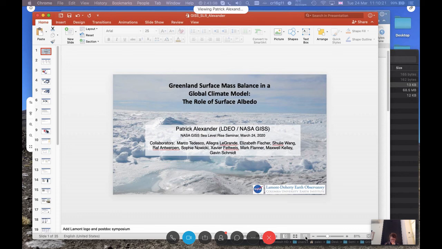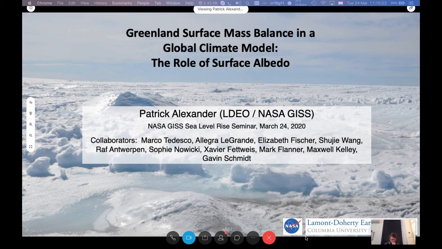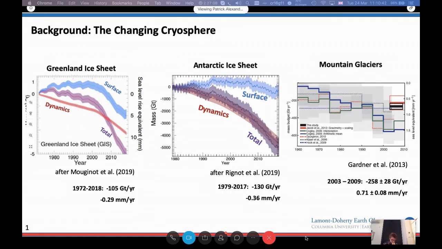But first, I want to give you the broader picture here. Just some background on the changes in ice sheet mass balance and also glacier mass balance. So the whole cryosphere is changing in response to a changing climate. We see these are observations of mass loss from the Greenland ice sheet, the Antarctic ice sheet, and mountain glaciers.